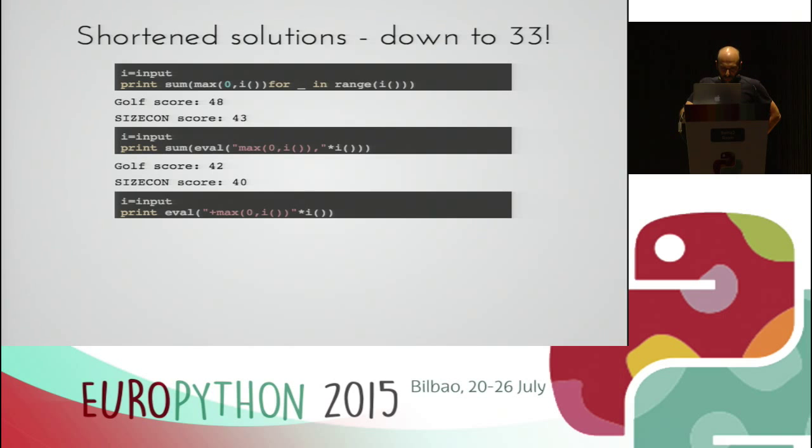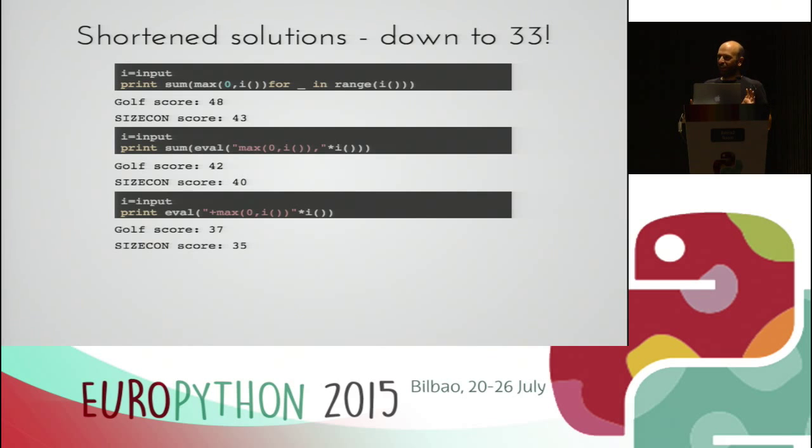Now there is a trick that I liked a lot: you actually can remove the sum. Since you are already doing an eval, and you have a comma on the other side, you drop the comma and put the plus at the beginning. Now you are already doing the sum, and there is this nice trick that the plus at the beginning of the string will not be a problem, because plus is both a unary and a binary operator. So we are already using a lot of small tricks, and we're getting to 35.